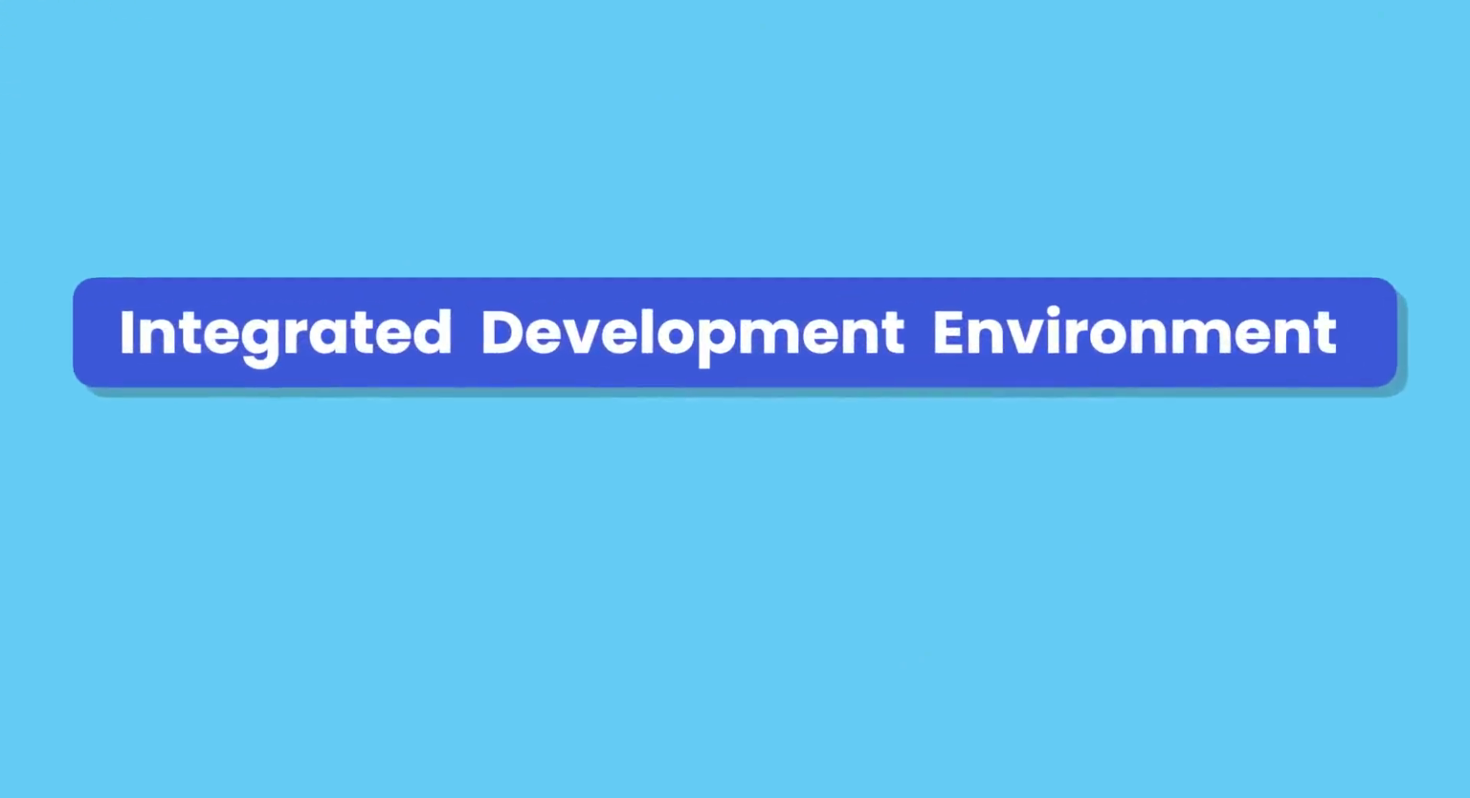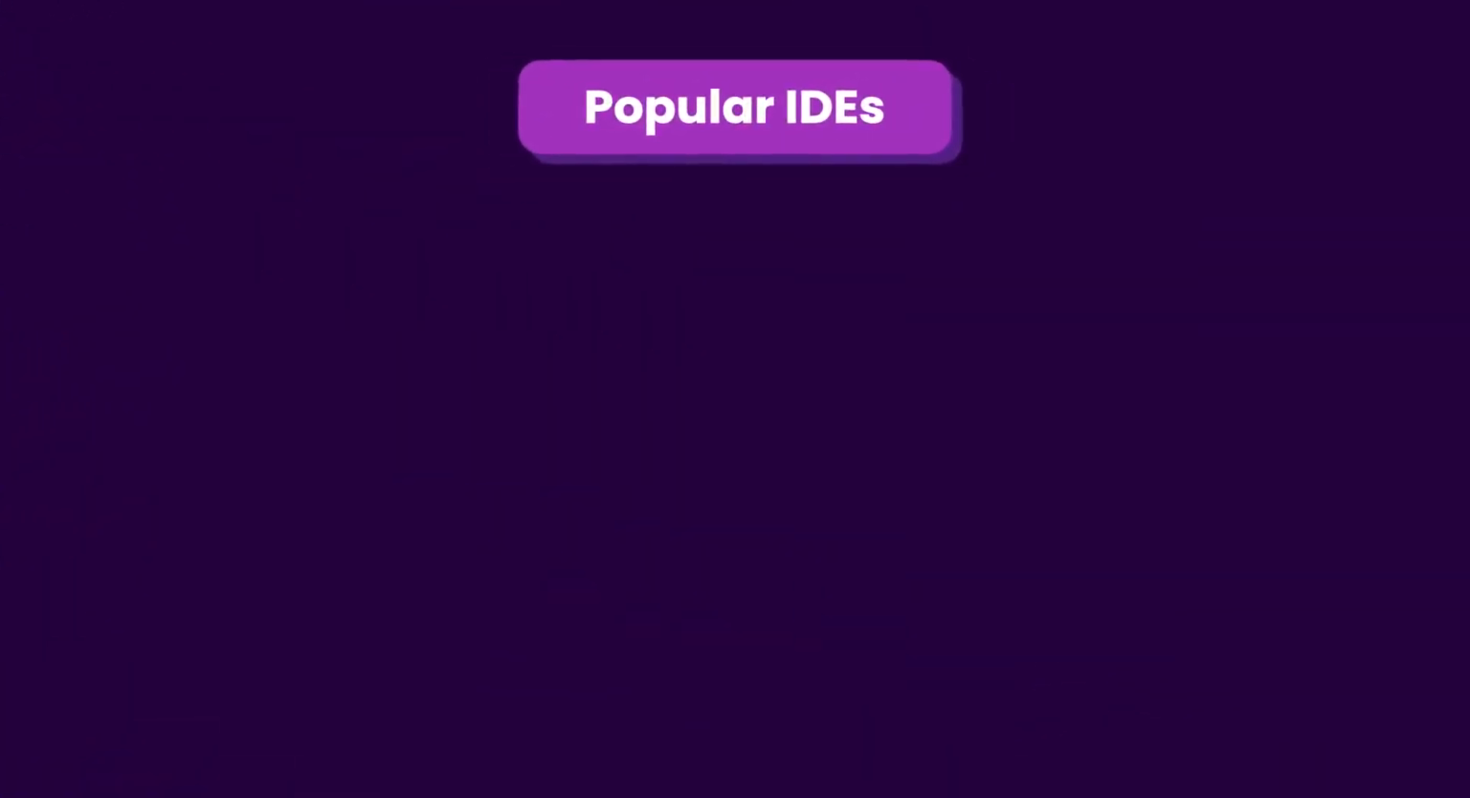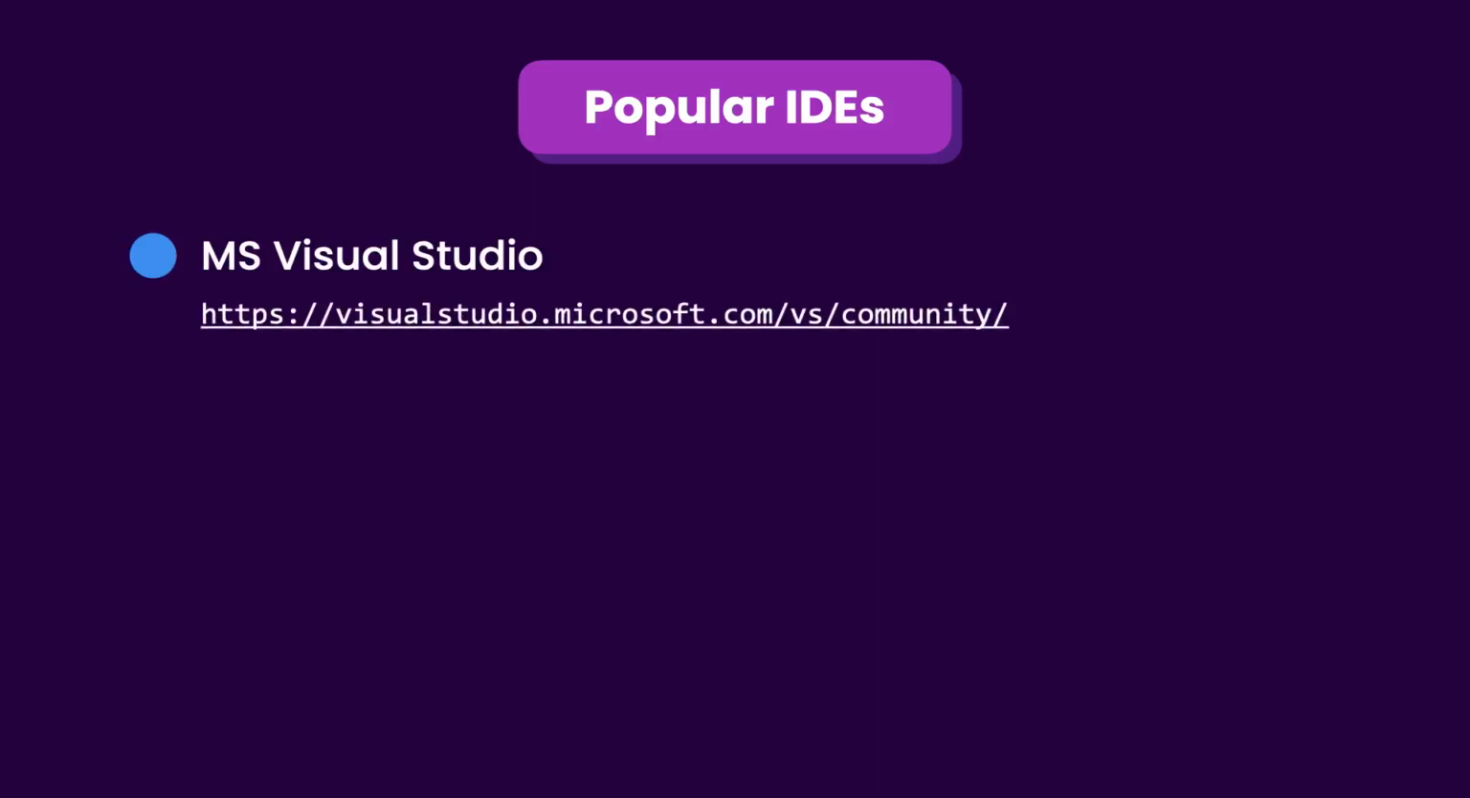To create C++ programs, we use an integrated development environment or IDE, which is basically an application that contains an editor for writing code, as well as build and debugging tools. Now, there are so many different IDEs out there. Some of them are free, the others are commercial. But the top 3 ones are Microsoft Visual Studio for Windows.